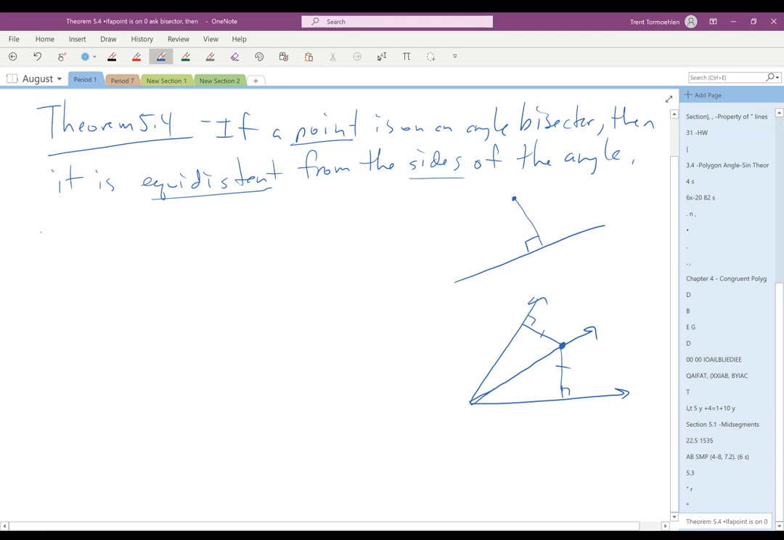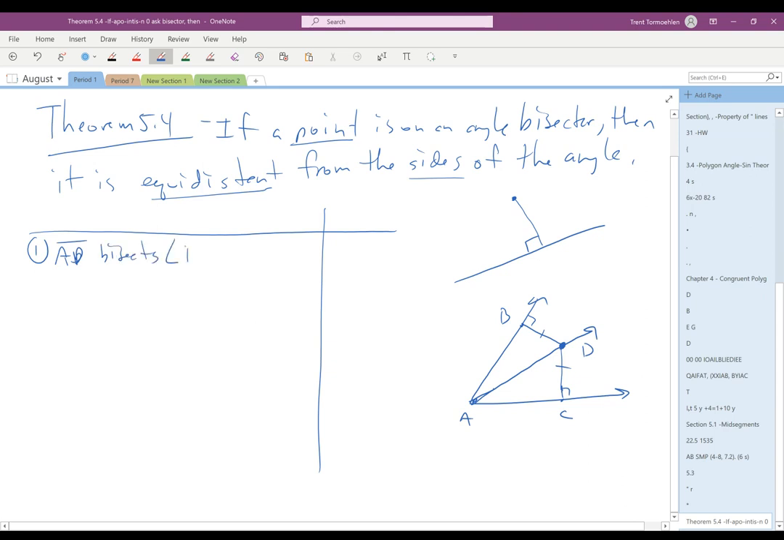So let's go ahead and prove this theorem. We'll use this picture over here as our guide. We'll call those points B and C and then D. And so we'll say that AD bisects angle BAC. That's what's given to you. You're given that you have an angle bisector, right? It says if a point is on an angle bisector, and so it's a given.